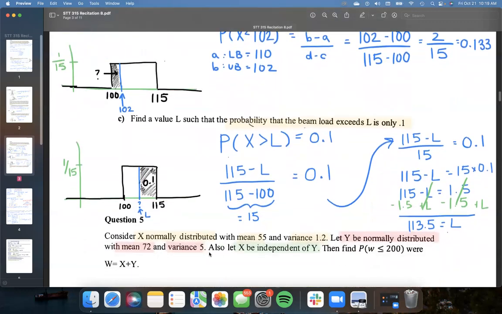Question 5. Consider x normally distributed with mean 55 and variance 1.2. Let y be normally distributed with mean 72 and variance 5. Also, let x be independent of y. Then find the probability that w is less than or equal to 200, where w equals x plus y.